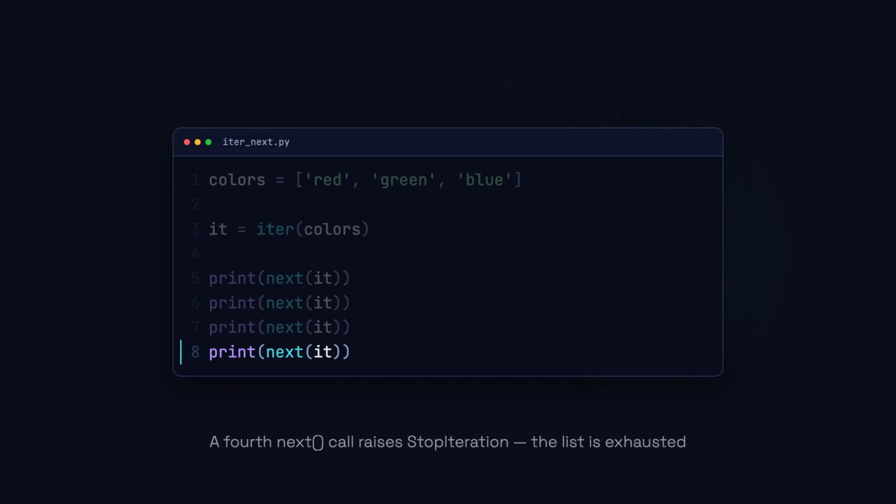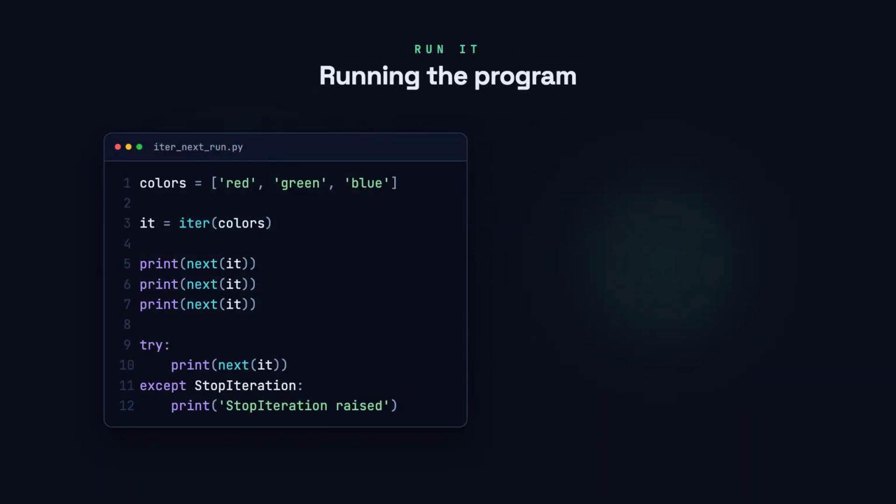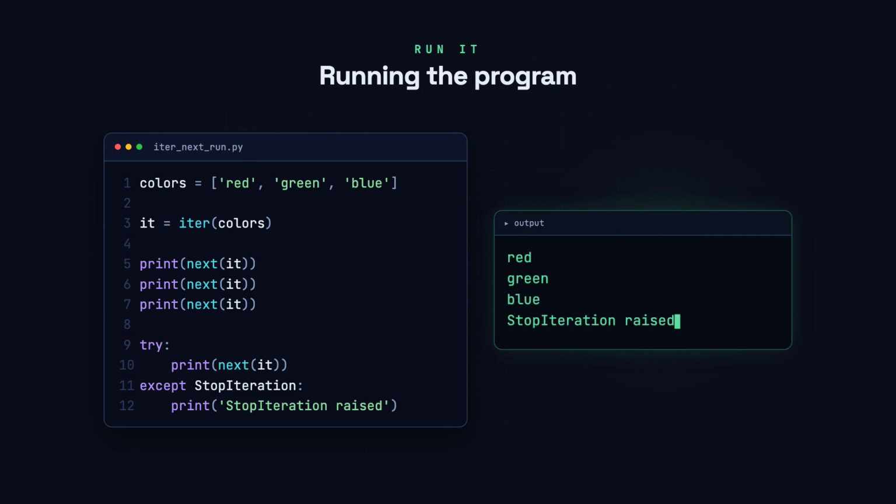The fourth call to next finds nothing left. Python raises a StopIteration exception, which is the official signal that this iterator is exhausted and there are no more values to give. Running the program prints red, green, then blue. The fourth call triggers StopIteration, which we catch here, so it prints a friendly message instead of crashing.